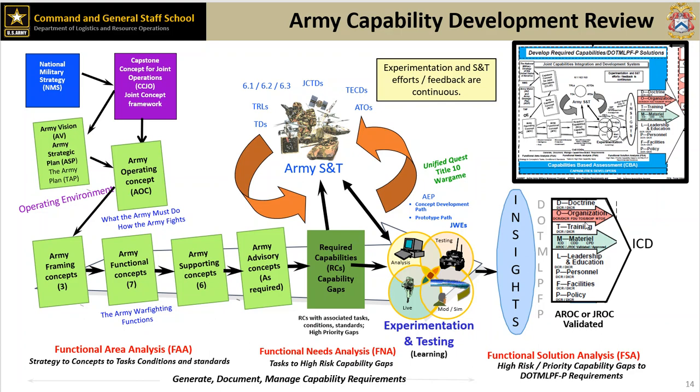Organization, because you're talking about significant changes to these capability packages and units. And then material, because you're bending metal and costing a lot of money. Validators, the Army Requirements Oversight Council, and the JROC for the joint. So functional area assessment, functional needs assessment, functional solutions assessment.